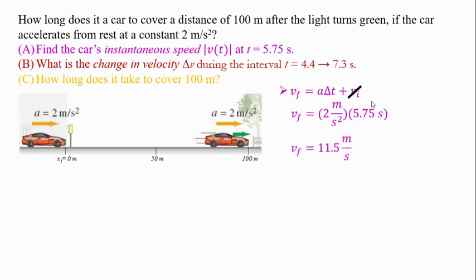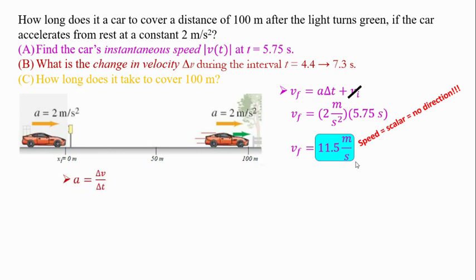So the instantaneous speed at exactly 5.75 seconds is 11.5 meters per second. So that'd be my answer. So again, you can use the final velocity function to find instantaneous speed. It's just when you present your final answer, do not include a direction. All right, so that's that.